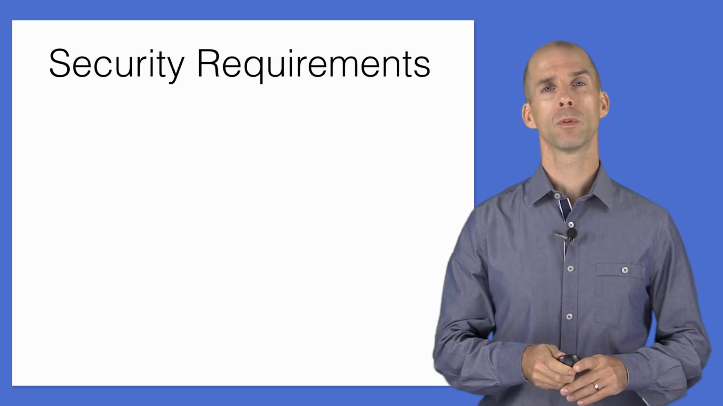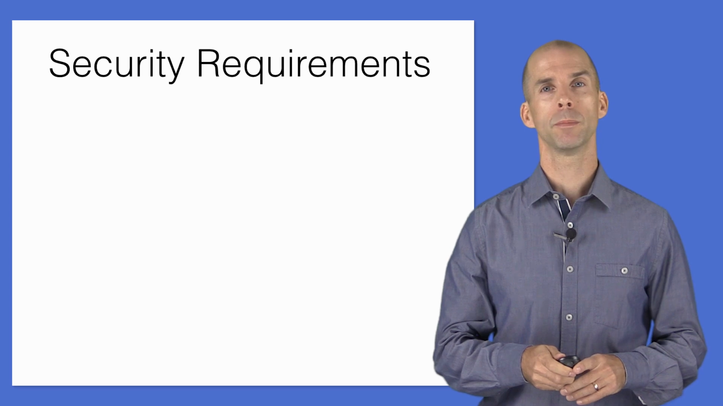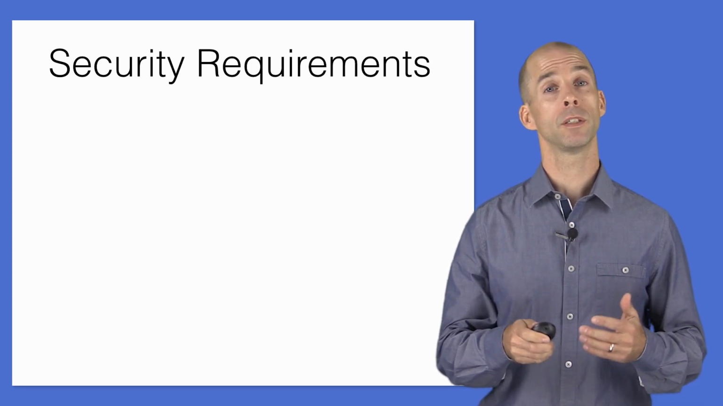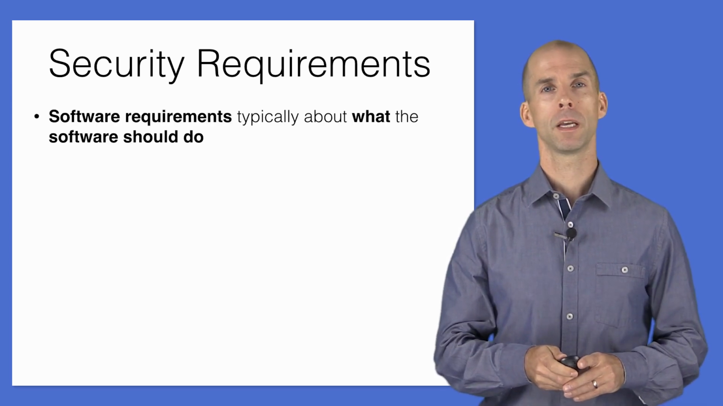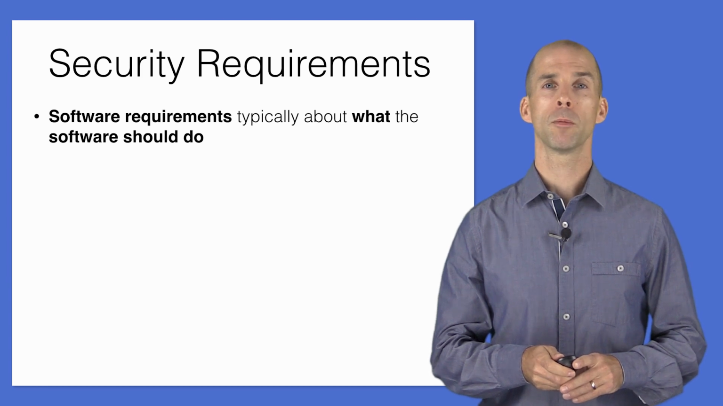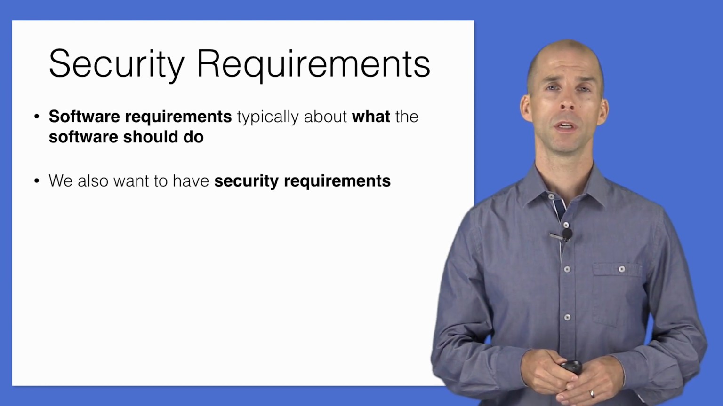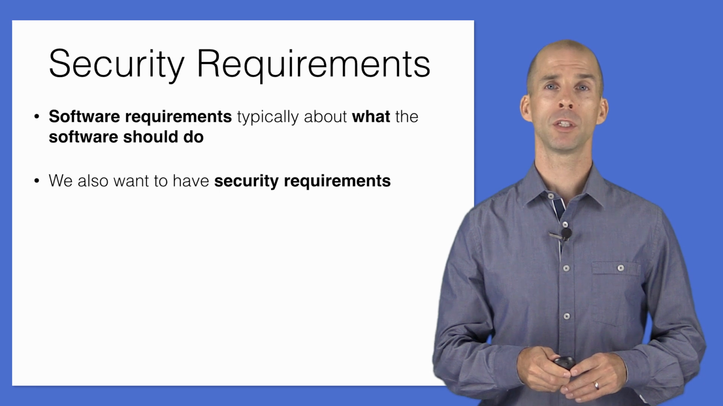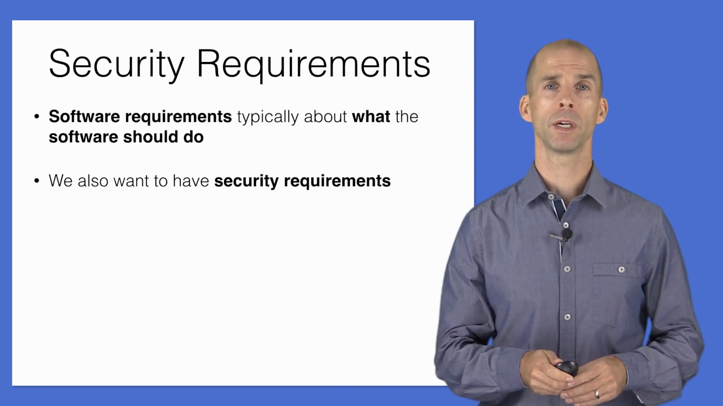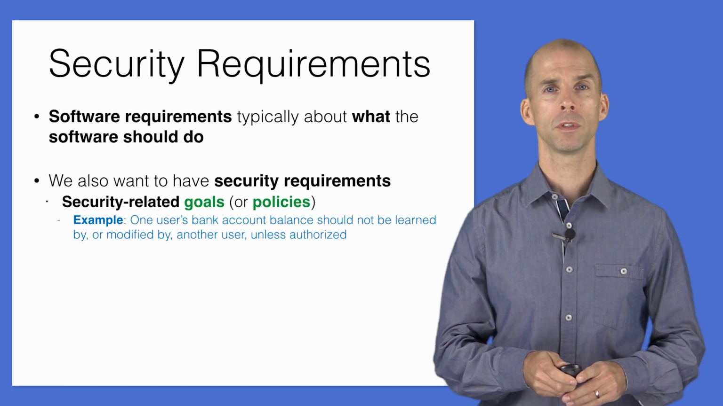When considering the overall requirements for the software that we want to build, we must also consider its security requirements. Normal software requirements are about what the software should do. Security requirements outline the security expectations of the software's operation, and these come in two flavors.